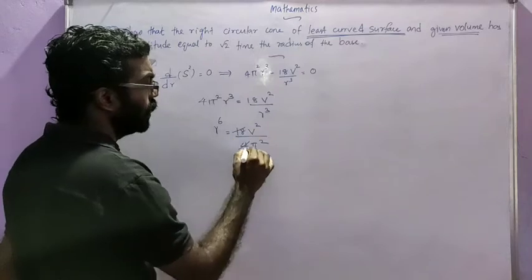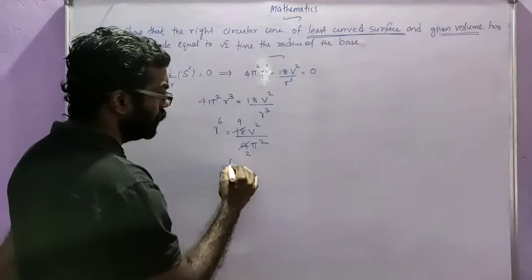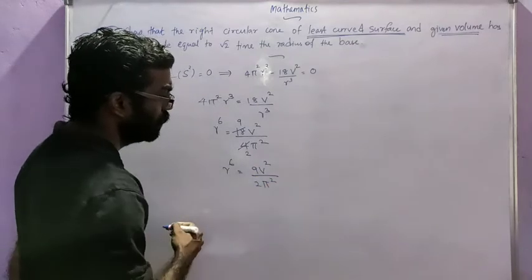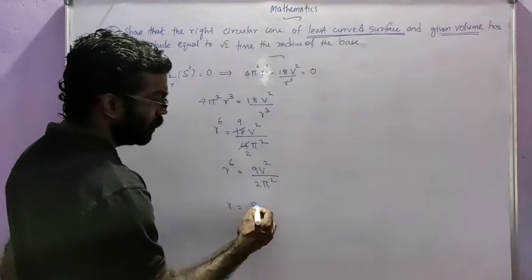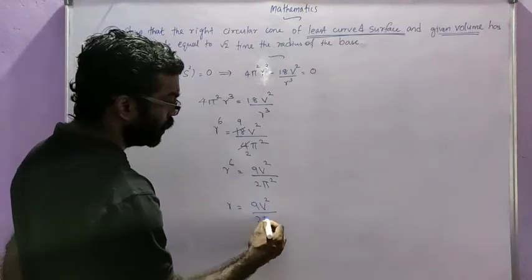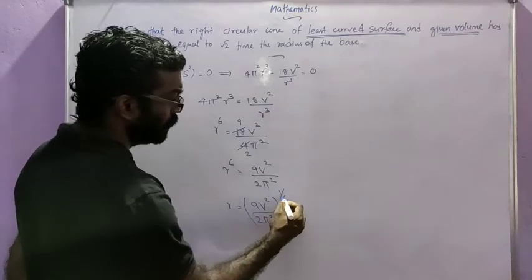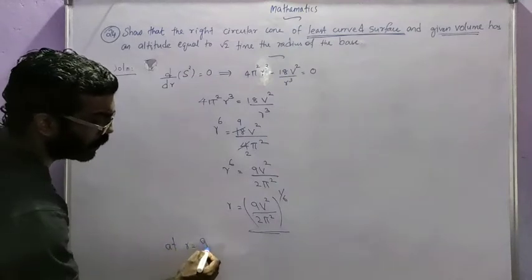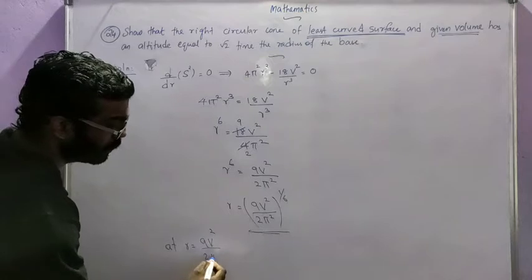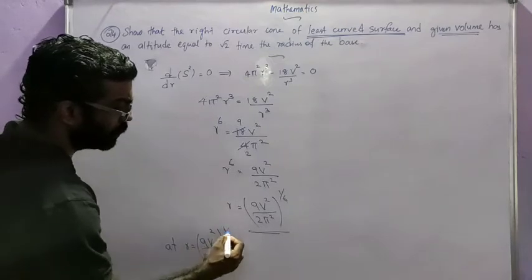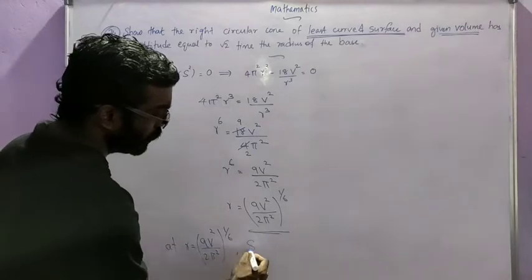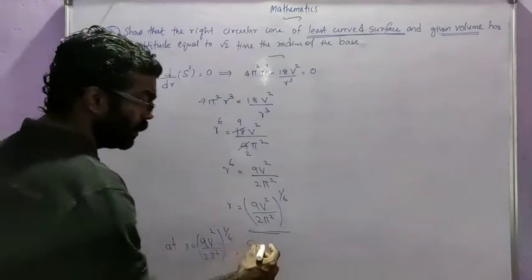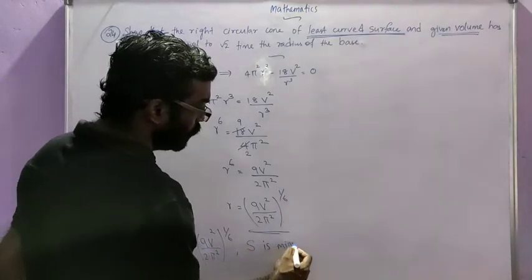This 4 and 18 we can cancel, here 2, here 9. So r raised to 6 is equal to 9 V square divided by 2 pi square, and r is equal to 9 V square divided by 2 pi square the whole raised to 1 by 6. And we can conclude that at r equal to 9 V square divided by 2 pi square the whole raised to 1 by 6, the surface area S is minimum. S square is minimum means S is also minimum.